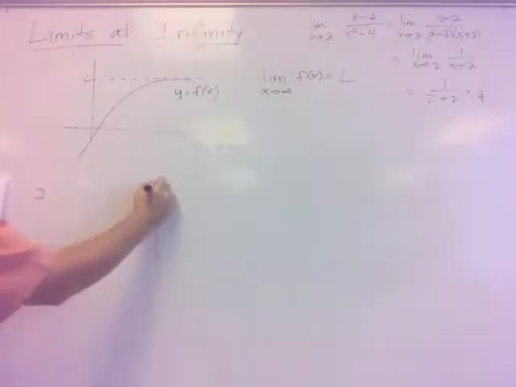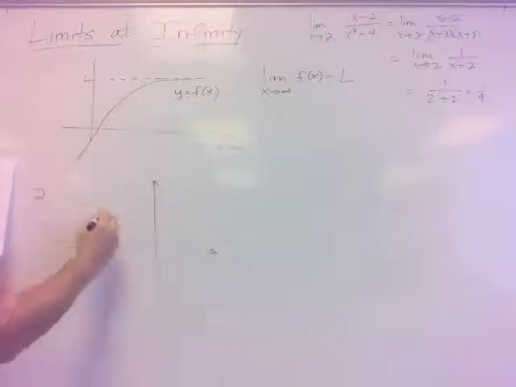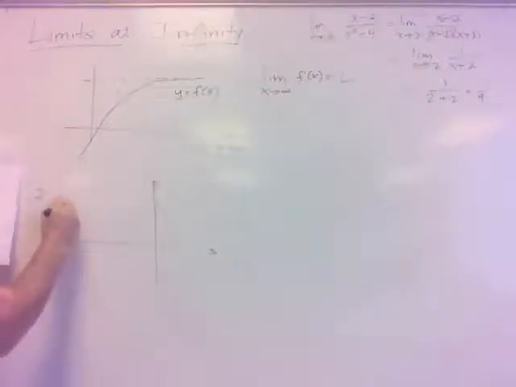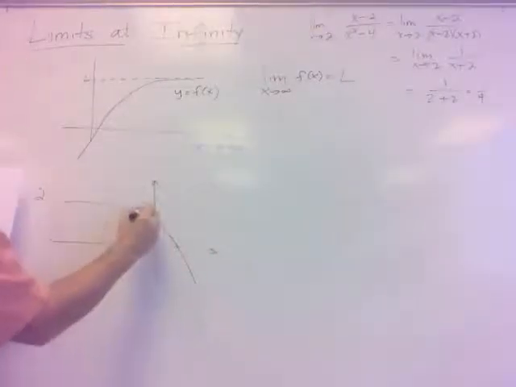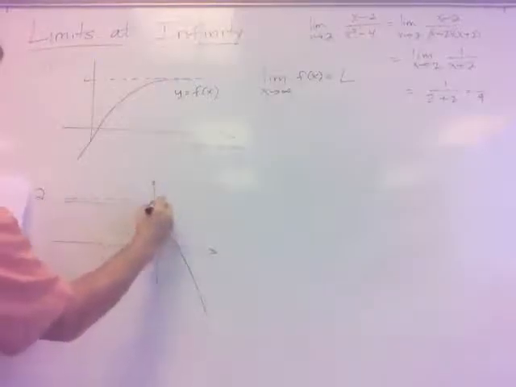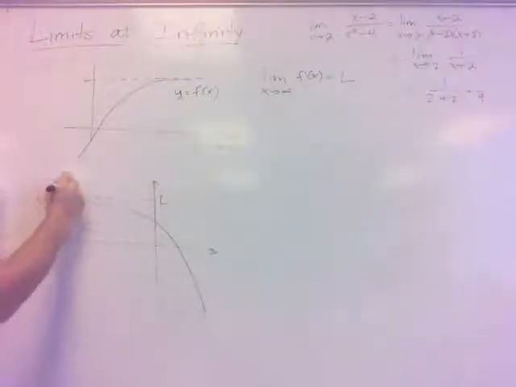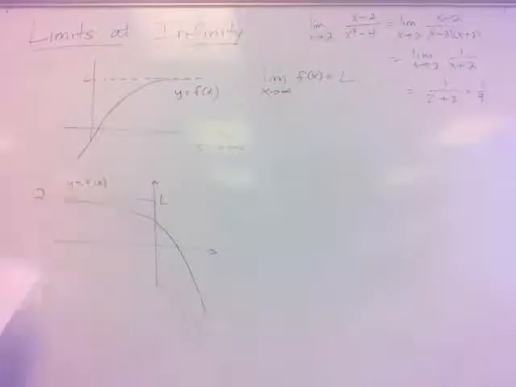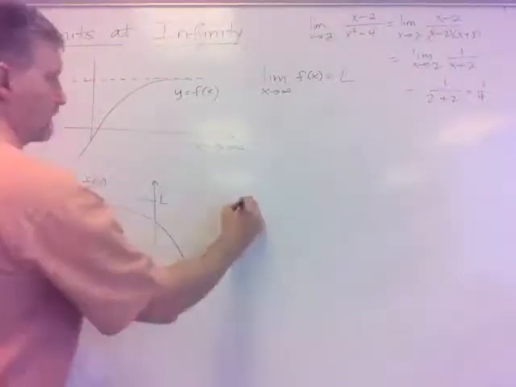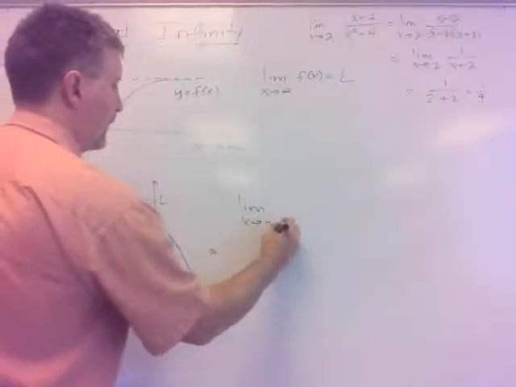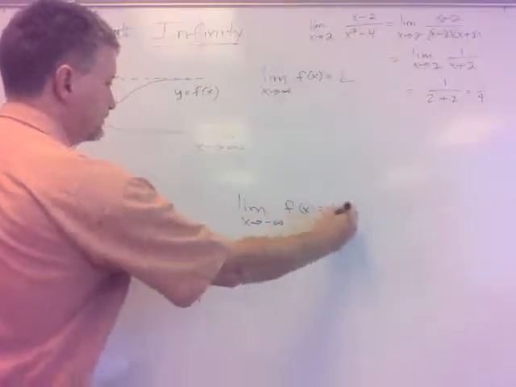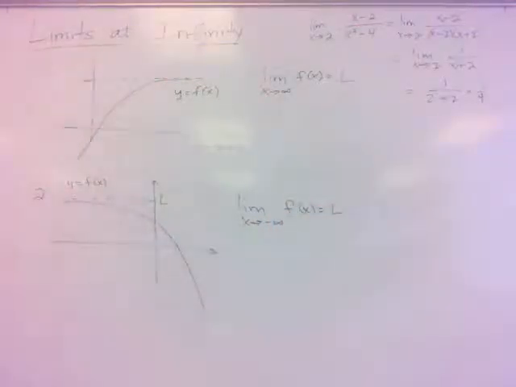Number 2 kind of goes the other way, doesn't it? With the leveling off anyway. On number 2, it's looking somewhat like that. So what do I have as far as a limit at infinity? Don't I have a limit as x goes to negative infinity on this one? Yeah. In this case, the limit of f as x goes to negative infinity is L.